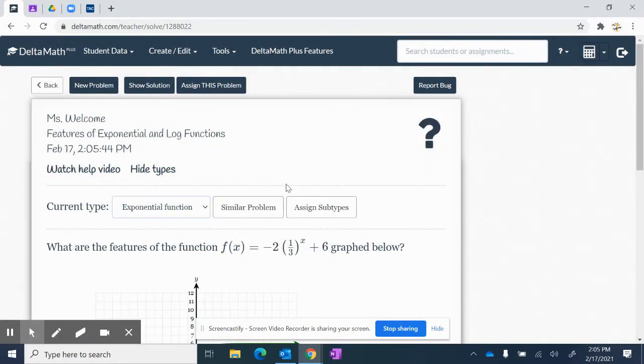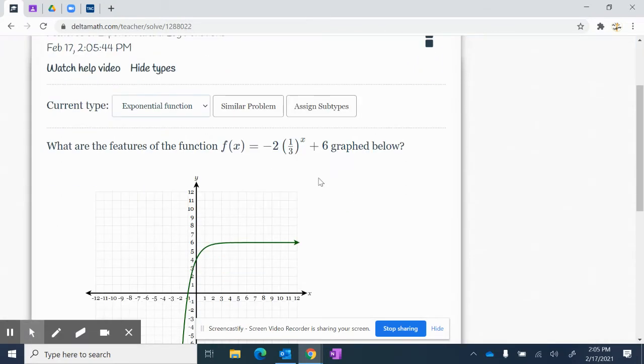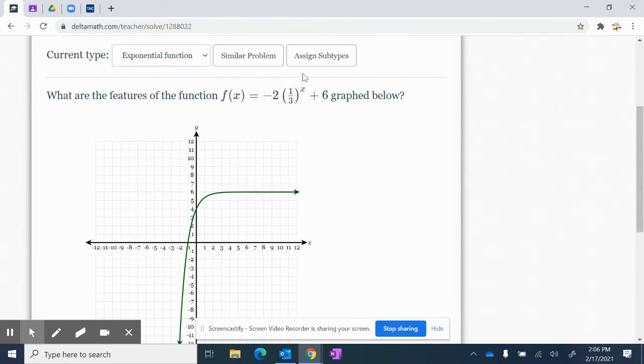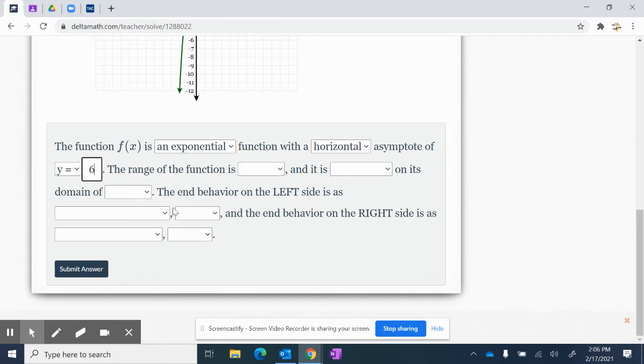Okay, I'm going to do another exponential. So we can take a look at this one. Negative 2 times 1/3 to the power of x plus 6. So again, I can fill in those first couple blanks right away because I know it's exponential, which means there's a horizontal asymptote of y equals blank. If I look at my equation, my k value is positive 6. So that's my asymptote.